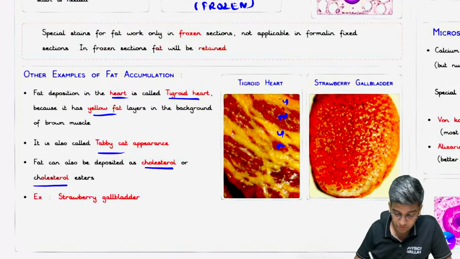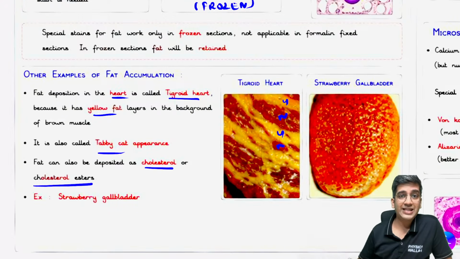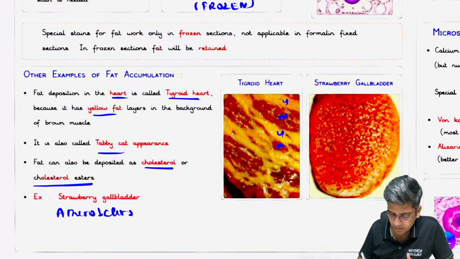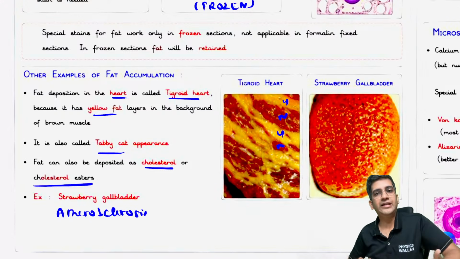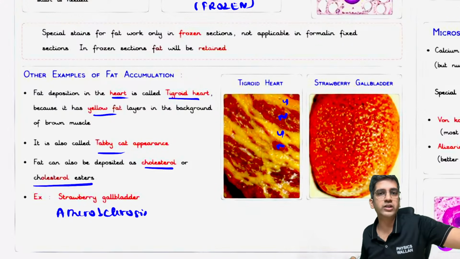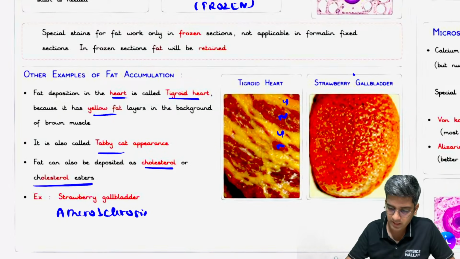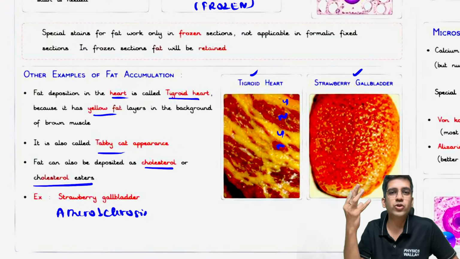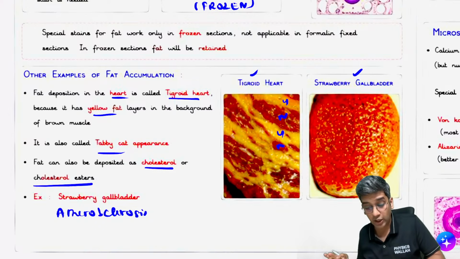Cholesterol can also get deposited. Cholesterol esters can also get deposited. The best example is strawberry gallbladder, cholesterolosis. Atherosclerosis is one example. You have Niemann-Pick disease and all the lysosomal disorders, where you can also have cholesterol accumulation. So you have strawberry gallbladder for cholesterol, and the tabby cat appearance, very rarely, not so important, is triglyceride accumulation. Fine?